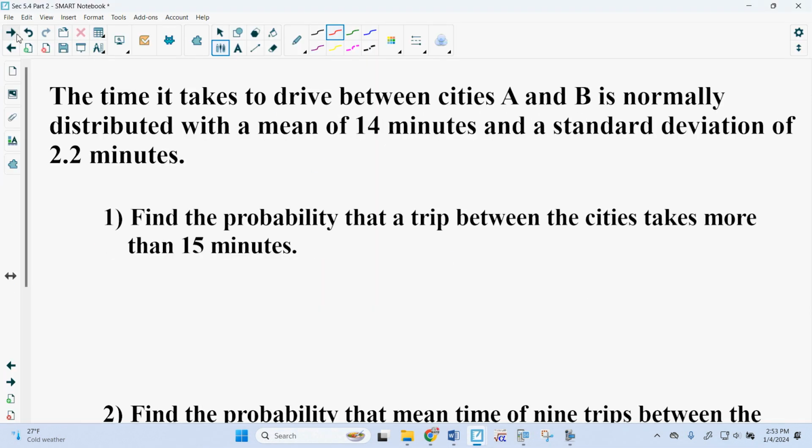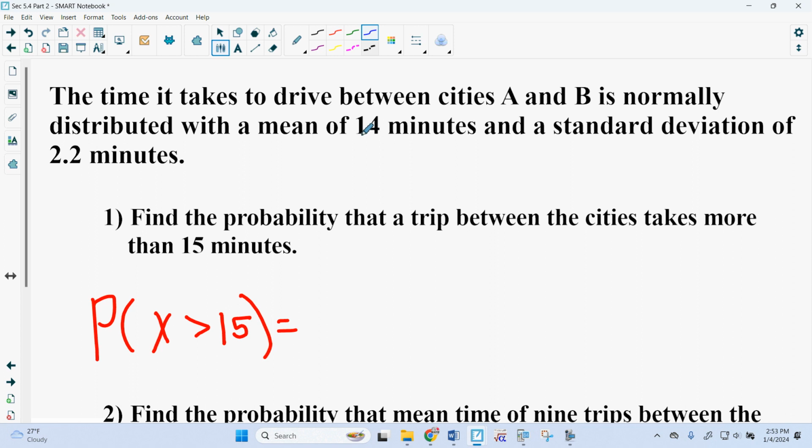So let's look at an example and see how all this connects. The time it takes to drive between cities A and B is normally distributed with a mean of 14 and a standard deviation of 2.2. Find the probability the trip between the cities takes more than 15 minutes. So this is, what's the probability that x is over 15?